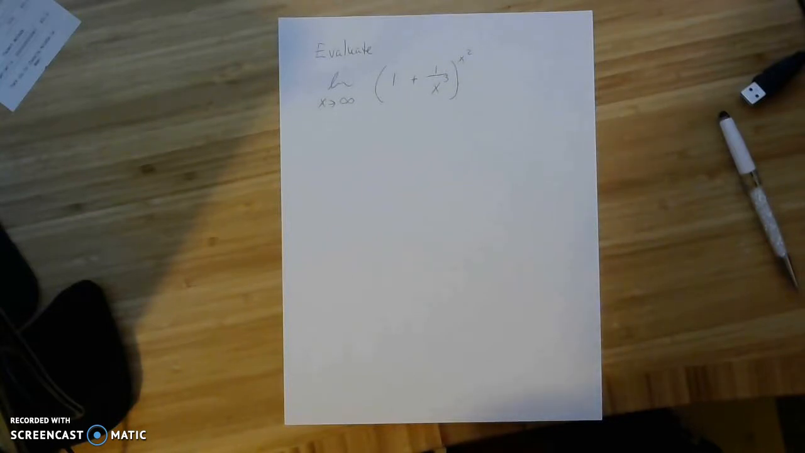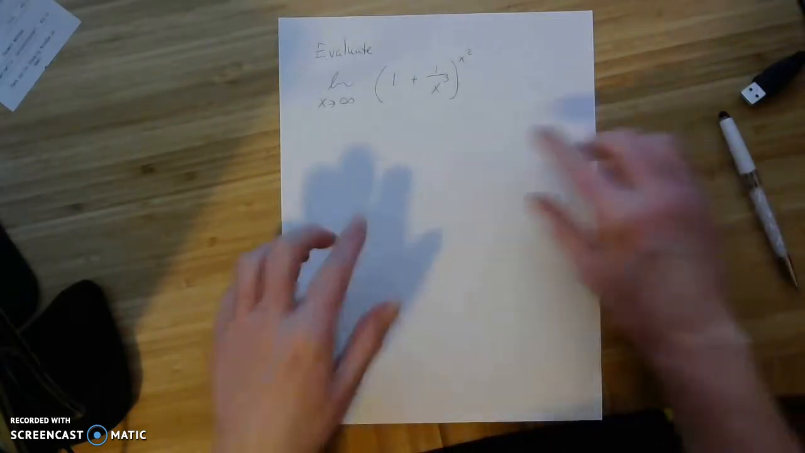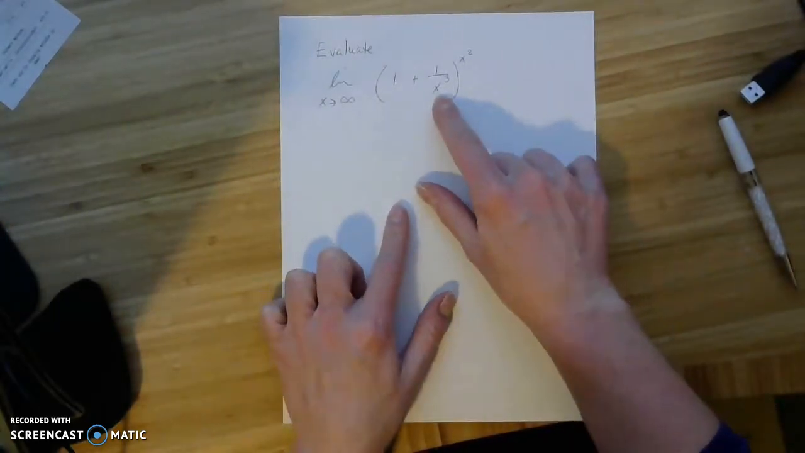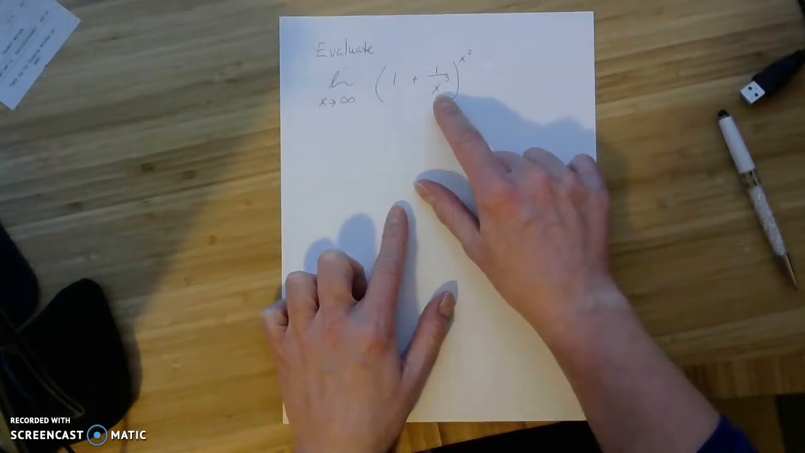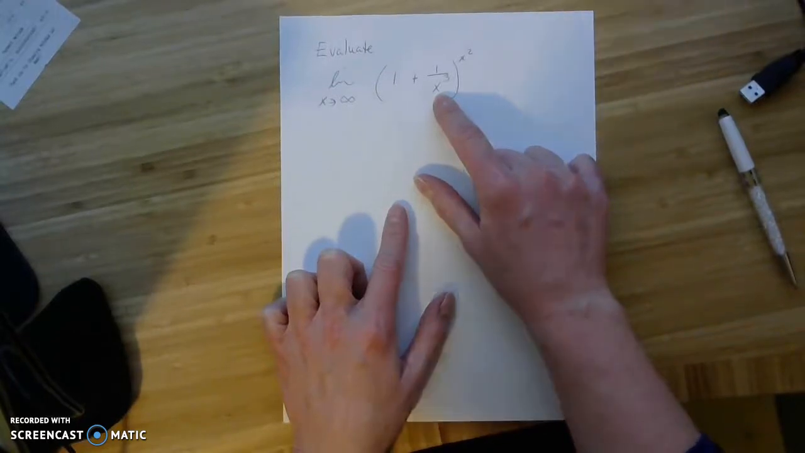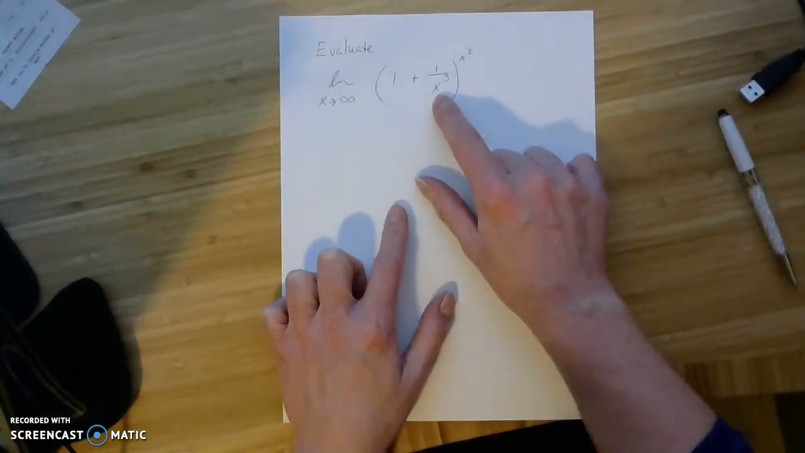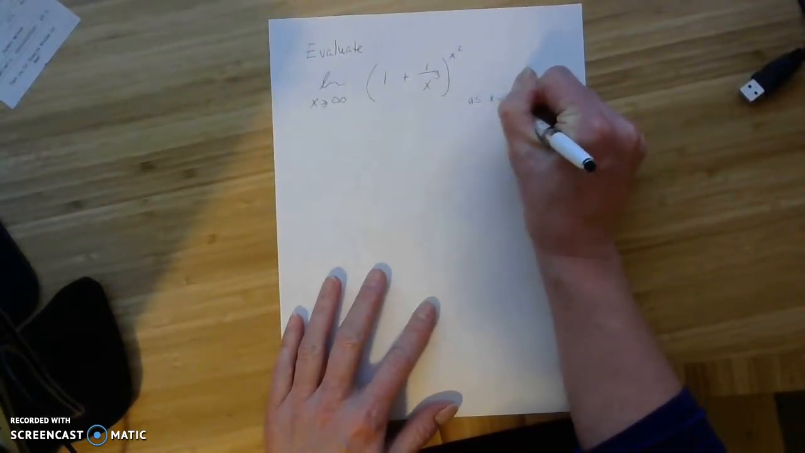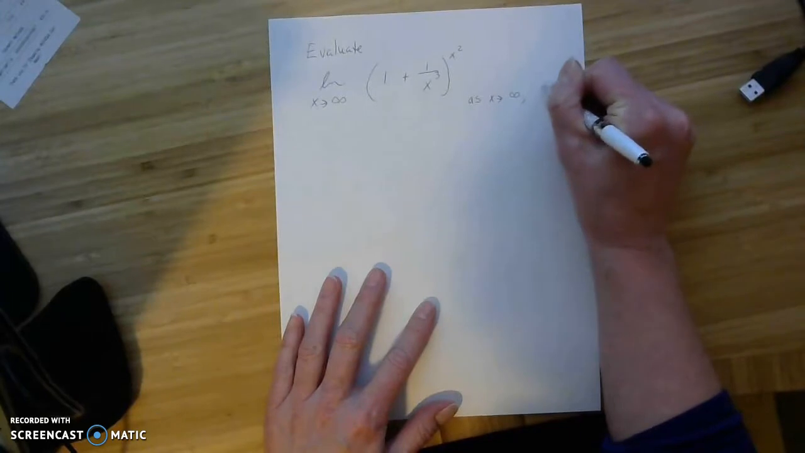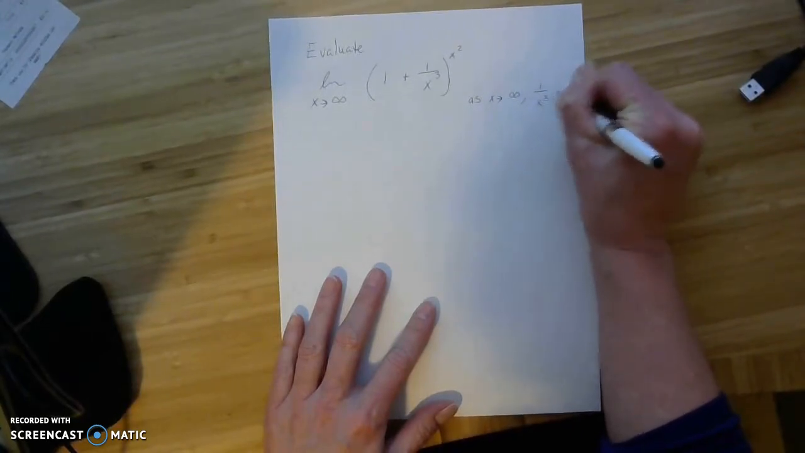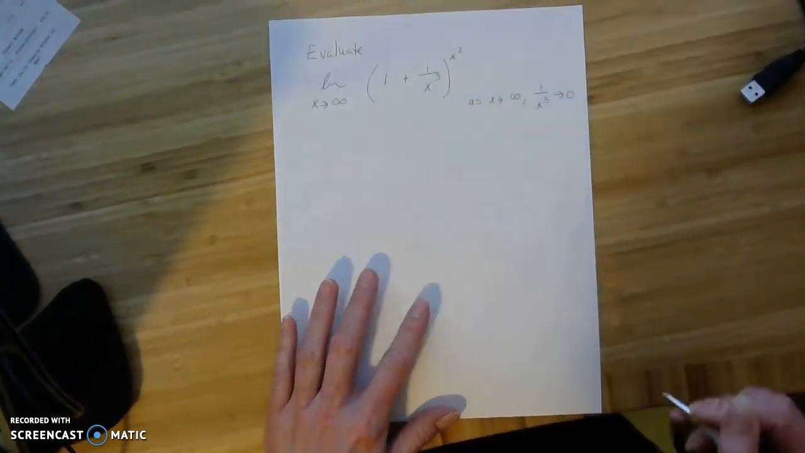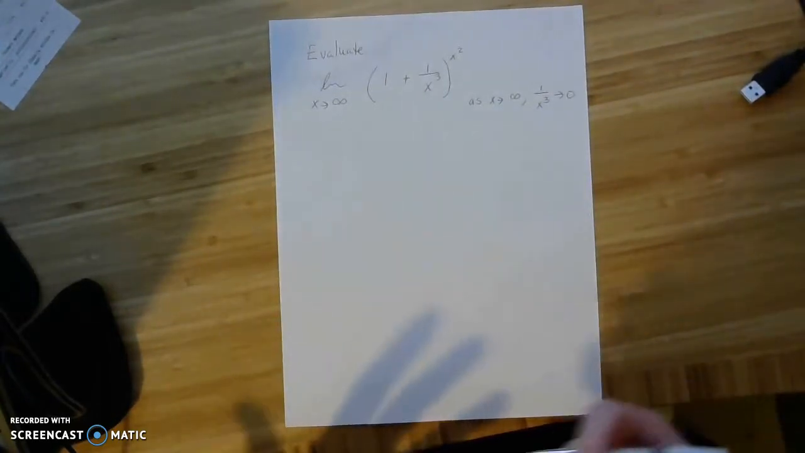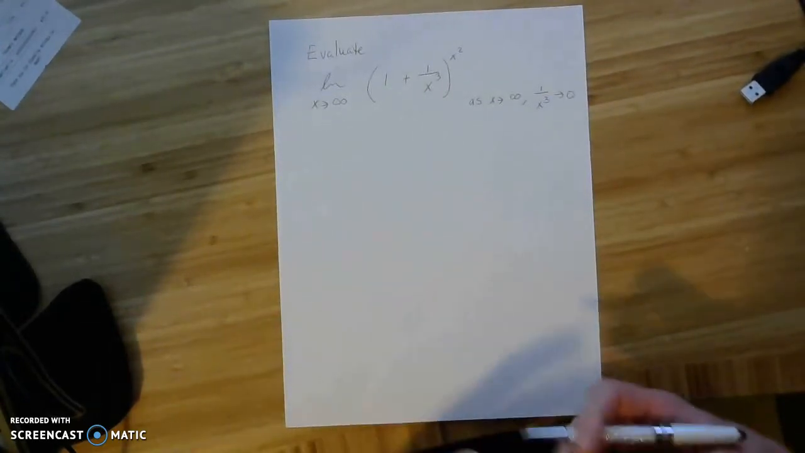So the first thing to notice is that x is approaching infinity. So we look at the inside here and we can see that as x goes to infinity, x cubed will go to infinity, and 1 divided by something that's getting bigger and bigger and bigger approaches 0. So as x goes to infinity, 1 over x cubed gets close to 0. It never actually gets to 0 because it never actually gets to infinity.